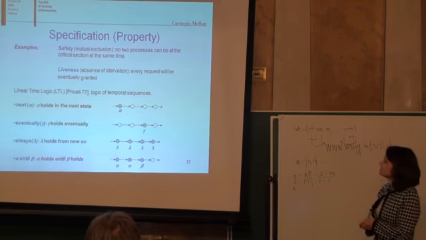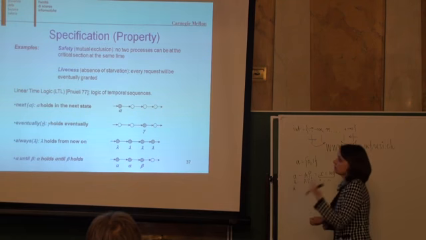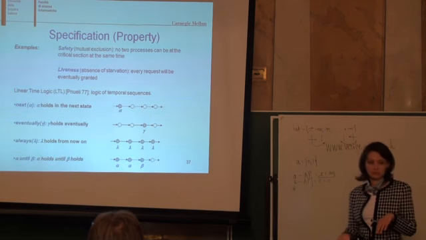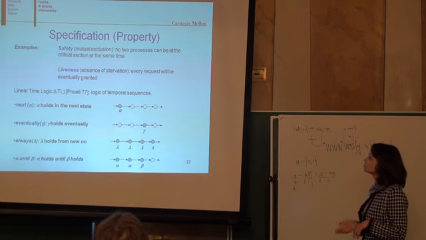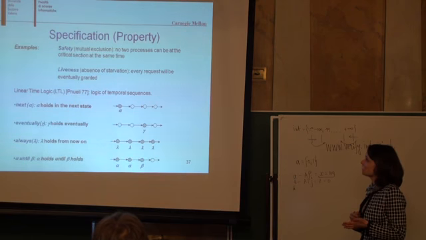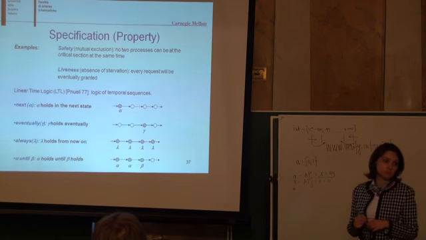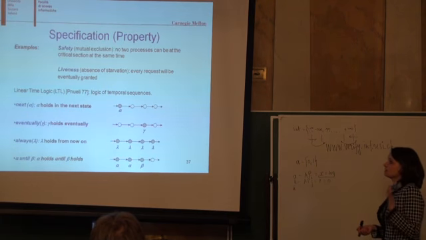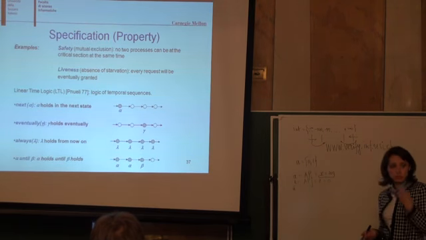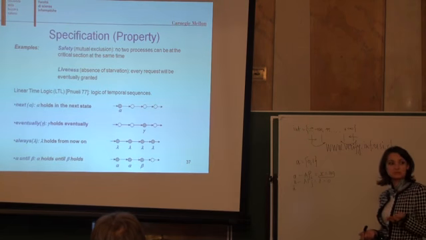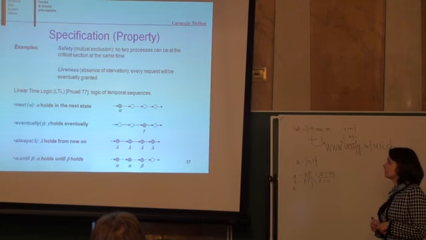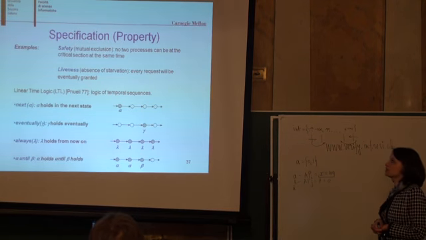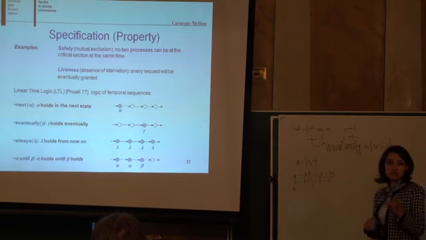Okay, here are two examples, which are, by the way, safety and liveness. So safety: something bad does not happen. For example, mutual exclusion. No two processes can be in the critical section at the same time. This is a safety property. And then liveness: something good will happen. I don't know when, but it will. So in terms of a mutual exclusion protocol, the absence of starvation: every request will eventually be granted.